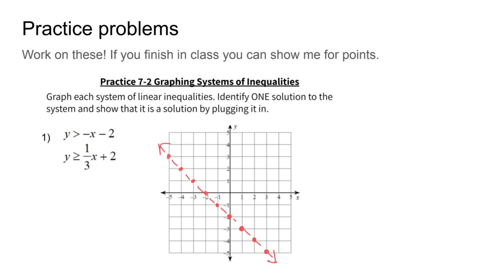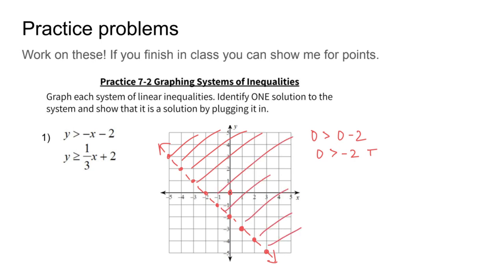And now we're going to shade. So looking at my inequality, I think I'm going to shade above the line, but let's just plug in 0, 0 to see if that makes it true or false. So 0 is greater than 0 minus 2. That is a true statement, and here was my test point. So yep, I am going to shade above my line since it's a greater than symbol.